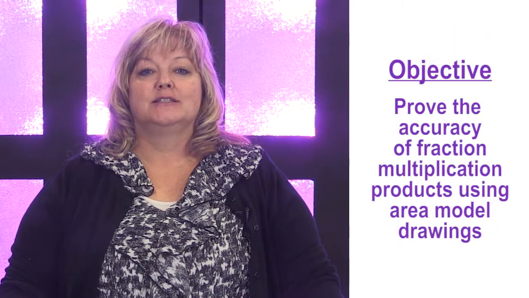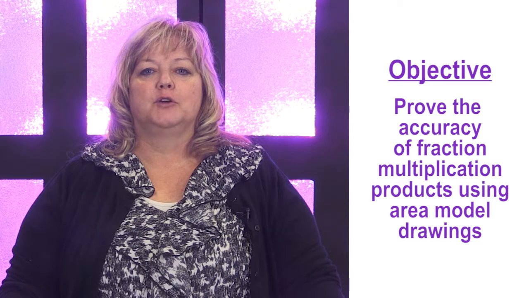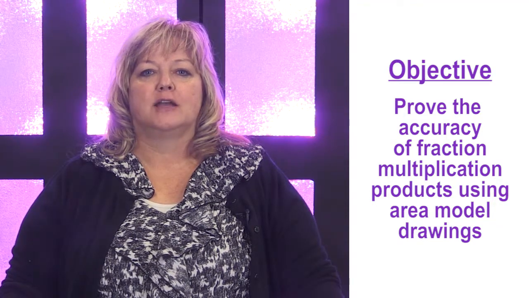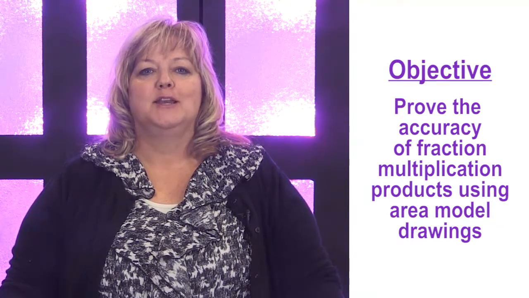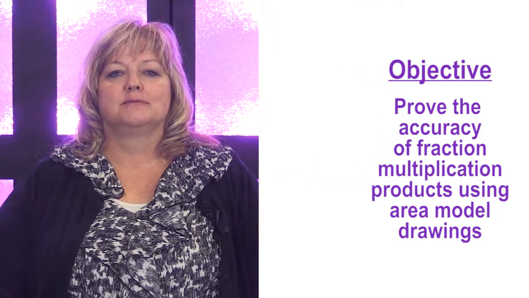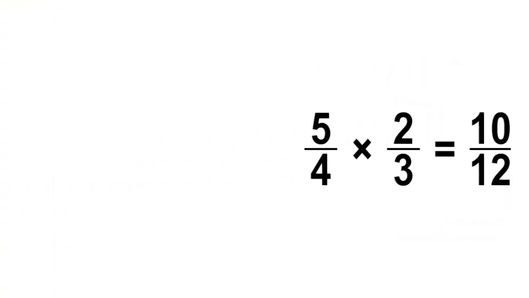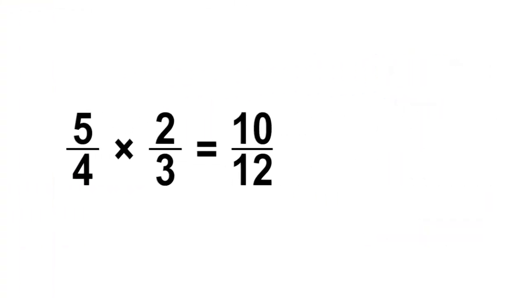The objective of this lesson is to explain and prove the accuracy of fraction multiplication products using area model drawings. The first equation we will prove accuracy with is 5/4 times 2/3 equals 10/12.